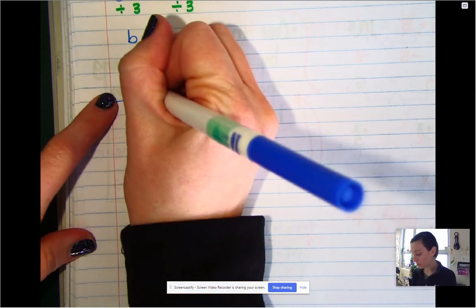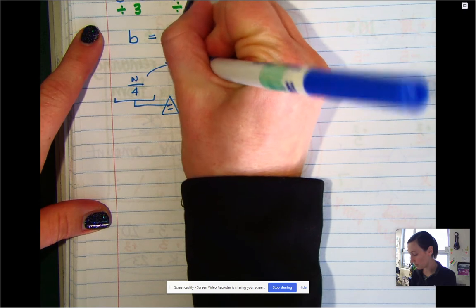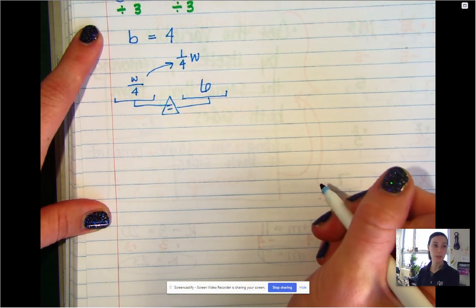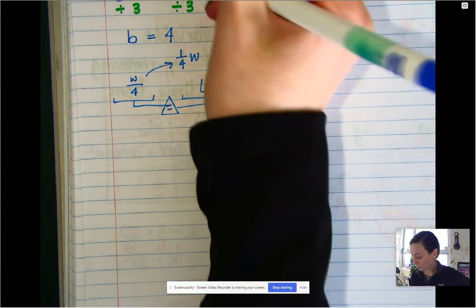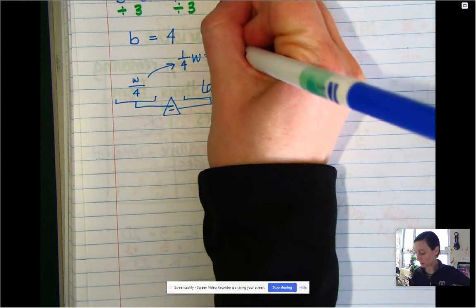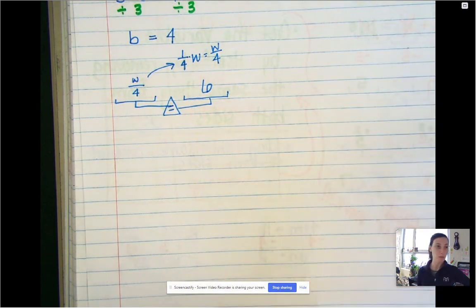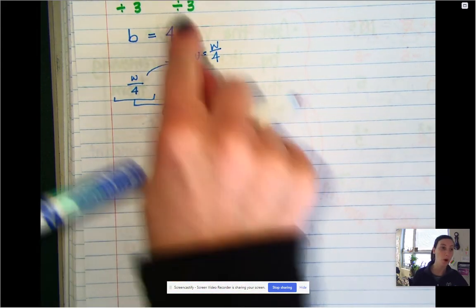So right now we know that W divided by 4 is the same thing as 1/4 times W, right? Think back to the fraction unit. You're pulling that back into your brain. The W divided by 4 is the same as 1/4 W because if we did 1/4 times W, 1 times W would be W, and 4 times 1 would be 4. Hopefully that's there.